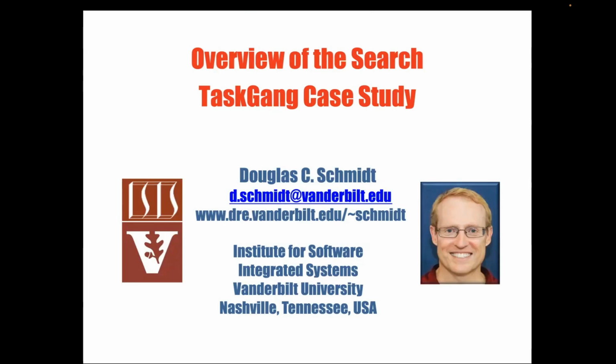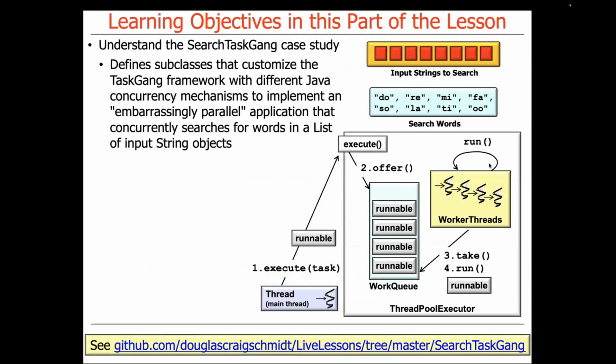We're going to talk tonight about the SearchTaskGang case study. This case study can be found at the link at the bottom of the slide. The very first lesson here will explain what this case study is all about. It's basically about defining some subclasses that customize the TaskGang framework. We've actually talked about the TaskGang framework in a previous video series when we talked about the image TaskGang application.